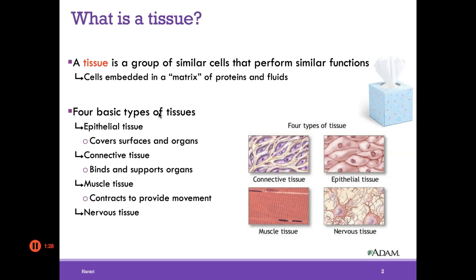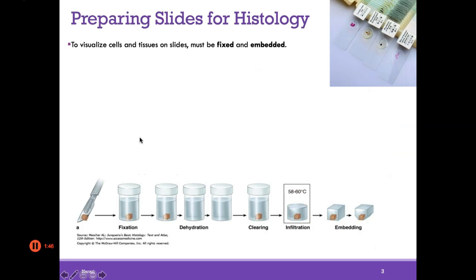And finally, nervous tissue can process information because it contains excitable cells that are specialized for rapid transmission of coded information. We're going to talk a lot more about muscle tissue and nervous tissue in subsequent chapters. So we're going to focus mostly on epithelial tissue and connective tissue.